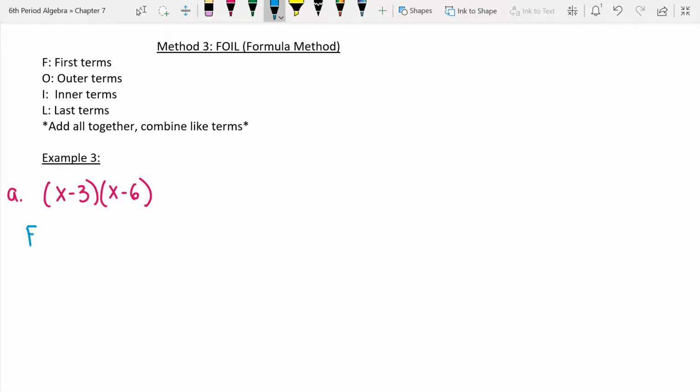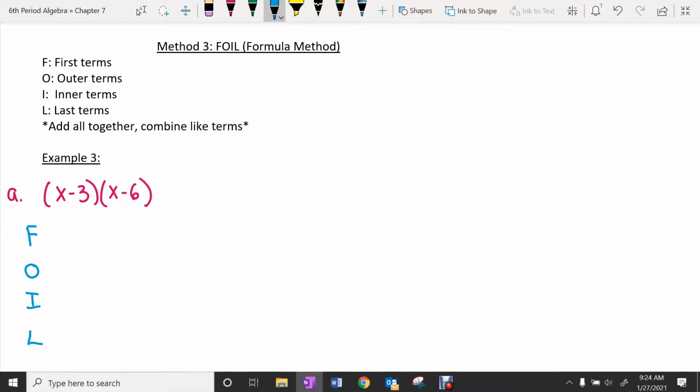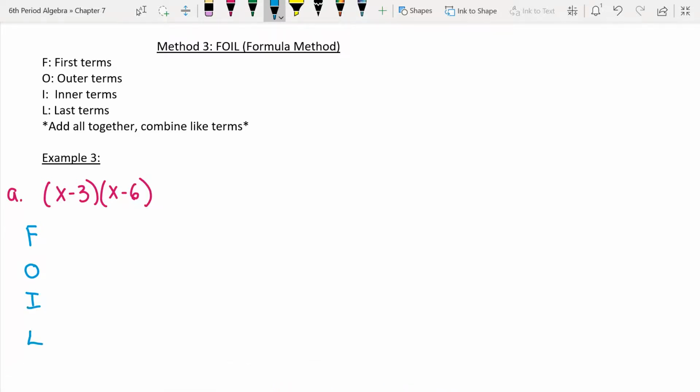So I like to list out the letters, F-O-I-L, off to the side. And this just helps me organize my work. F stands for first terms. This is within each set of parentheses. What's the very first term you'd see, which is an x and an x. Now, the original problem is multiplying, so what I'm doing with these first terms is still multiplying. So my first terms are really x times x, which equals x squared.